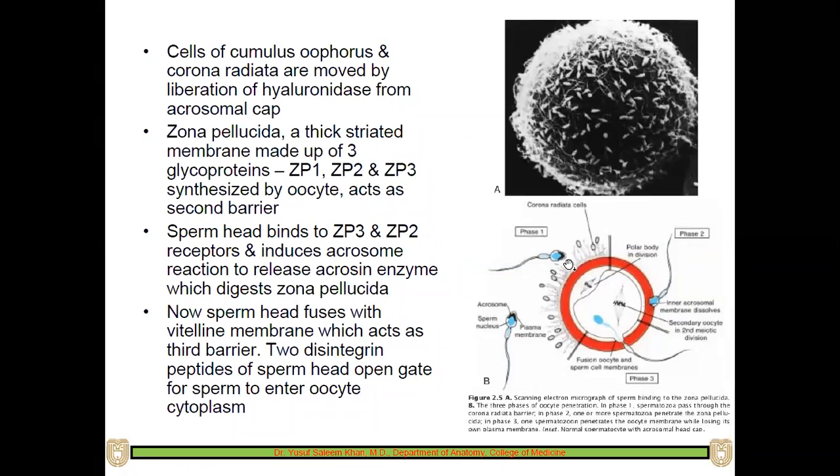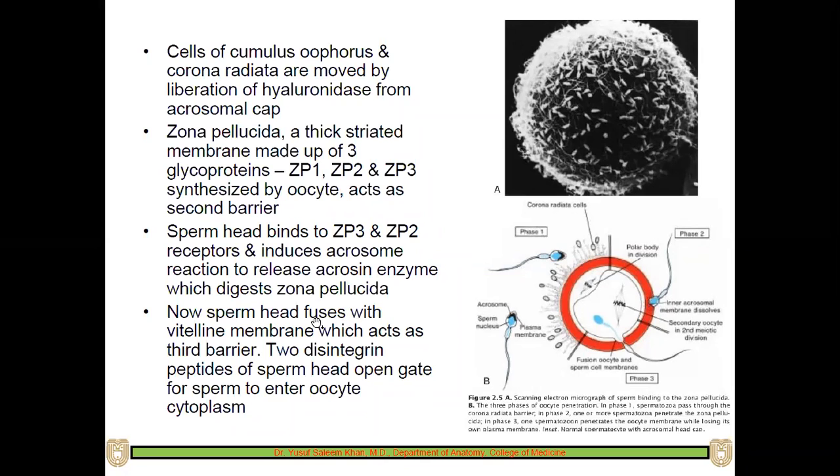Now, once the cells are moved and there is acrosomal reaction, the second barrier is the zona pellucida, and now the sperm head has come in contact with the glycoproteins ZP1, ZP2, and ZP3. Now the sperm head binds to the ZP3 and ZP2 receptors and induces the acrosomal reaction to release the acrosin enzymes which digest the zona pellucida. So this helps in the digestion of the zona pellucida.